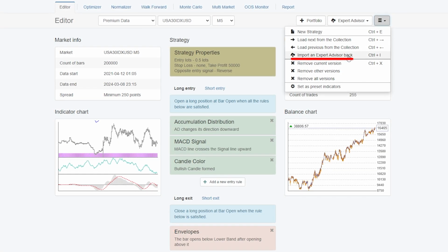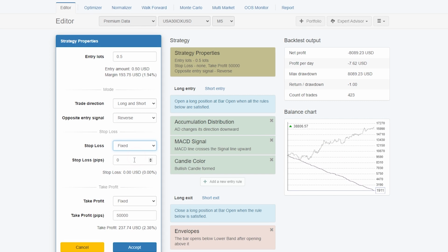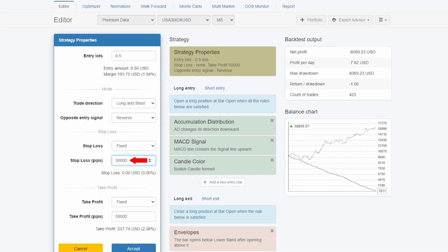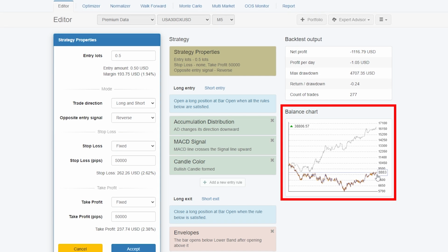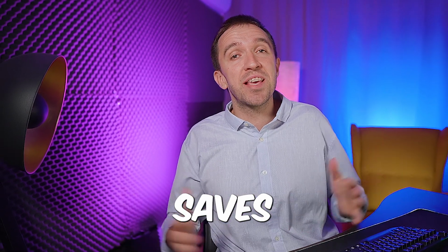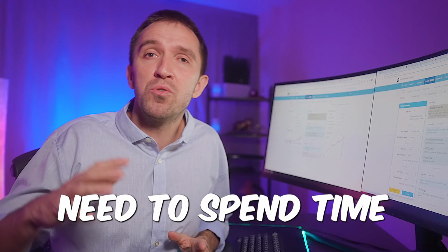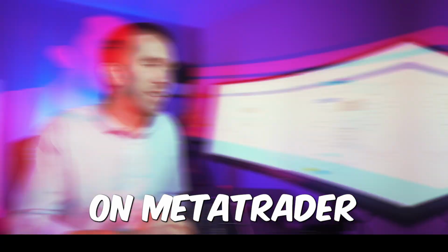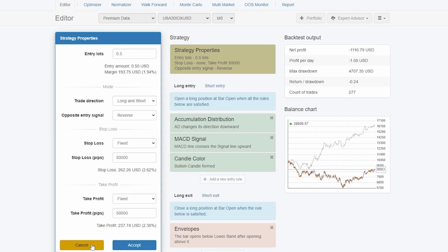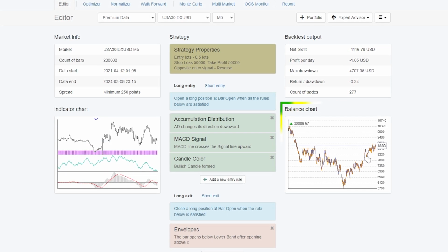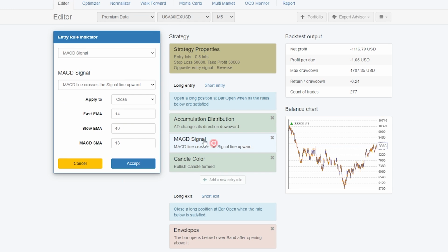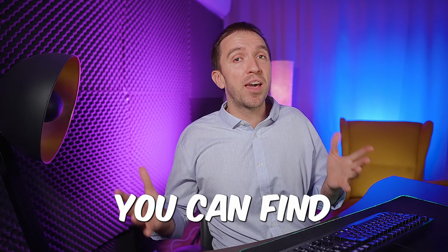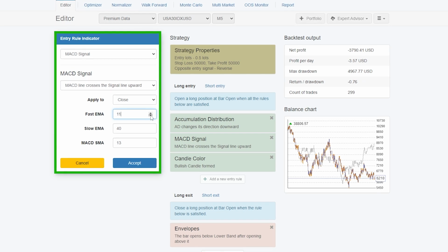You can also import back the expert advisor to EA Studio and play with the settings. For example, you can decide to put a stop loss, but you can see that if I put the same stop loss as the take profit, the performance is worse. However, EA Studio saves a lot of time because you don't need to spend time on optimization and backtesting on MetaTrader or test the EA on a demo account. If you play with the settings on EA Studio, you can immediately see the results in the balance chart, and that's how you can find the best parameters for a trading robot.